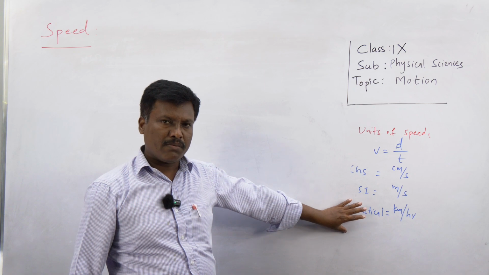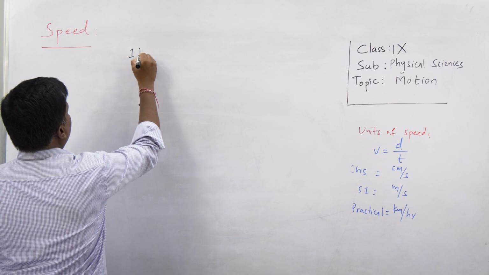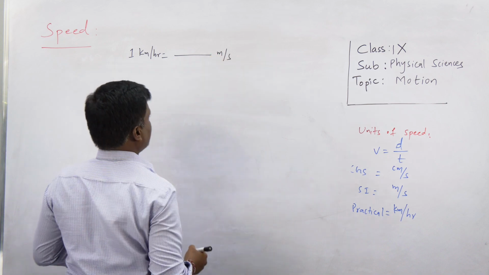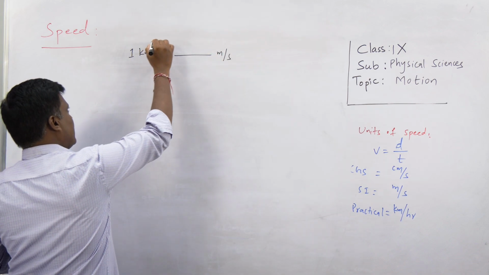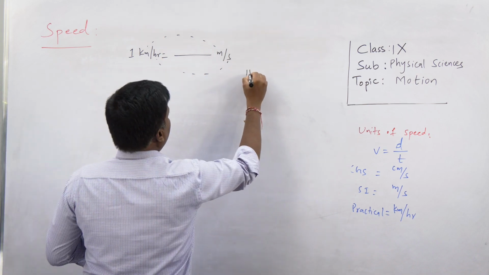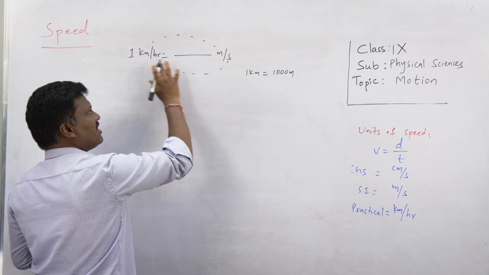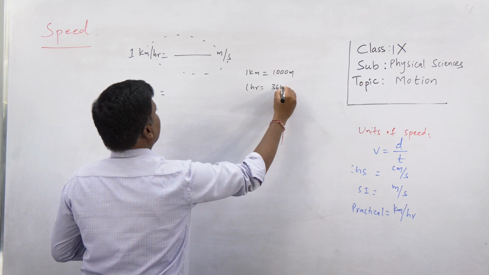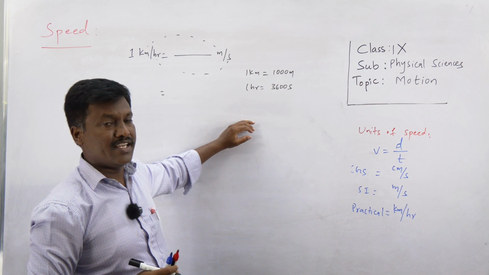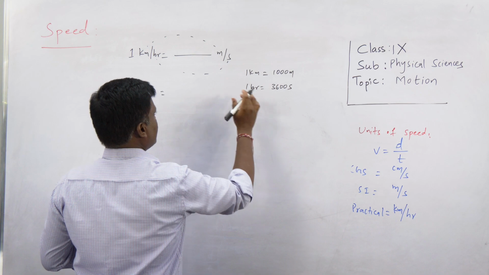If they have given kilometer per hour, we have to convert that into SI. So how to convert kilometer per hour into SI? Here, 1 kilometer per hour is equal to how many meters per second? This is the question. We have to convert kilometers into meters, and hours into seconds. 1 kilometer is equal to how many meters? 1000 meters. 1 hour is equal to how many seconds? 3600 seconds. 1 minute is equal to 60 seconds, 1 hour is equal to 60 minutes, each minute 60 seconds. 60 into 60, 3600 seconds. 1 hour is equal to 3600 seconds.